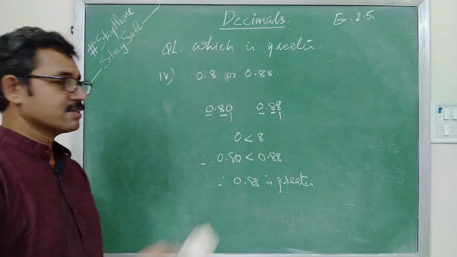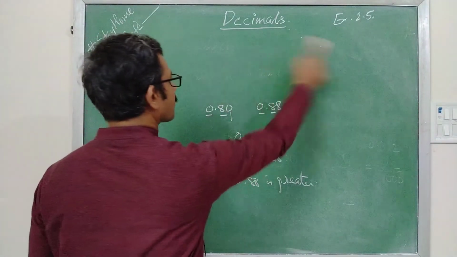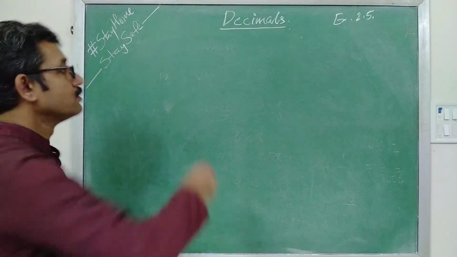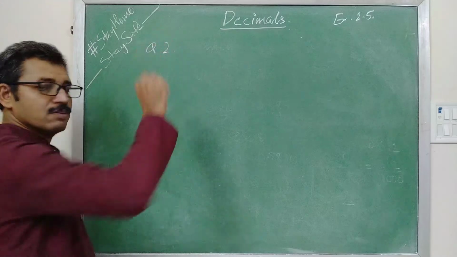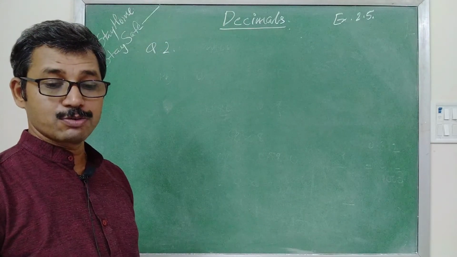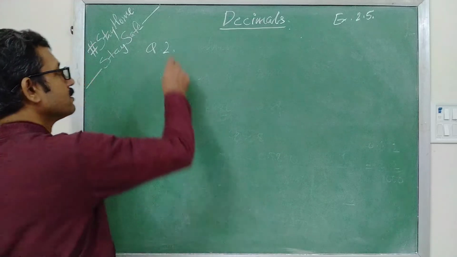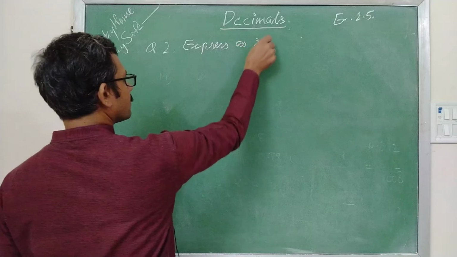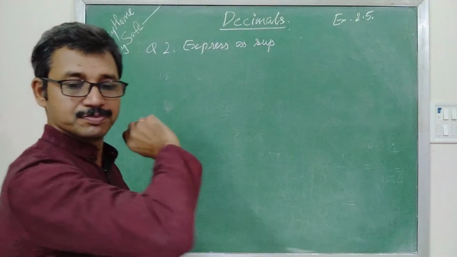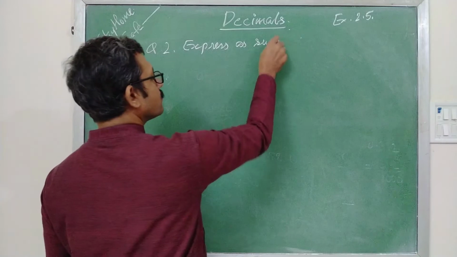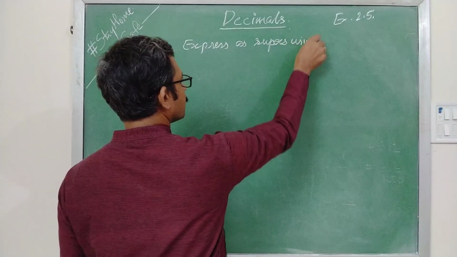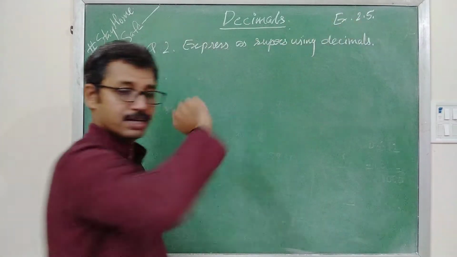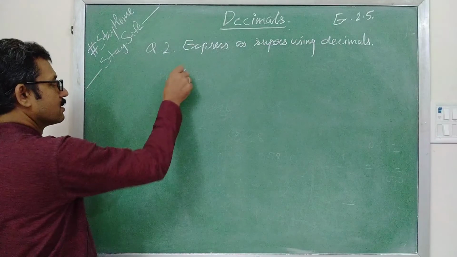Okay, here it is. Now the next question, number 2. What is question number 2? Express rupees using decimals. The question is 7 paise.